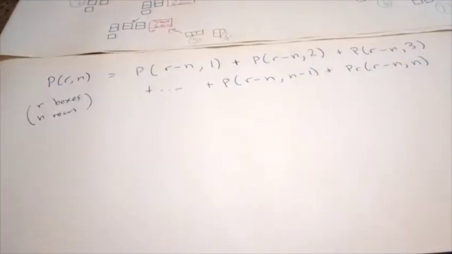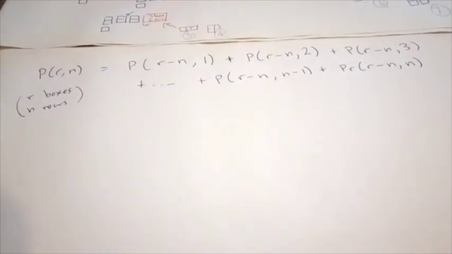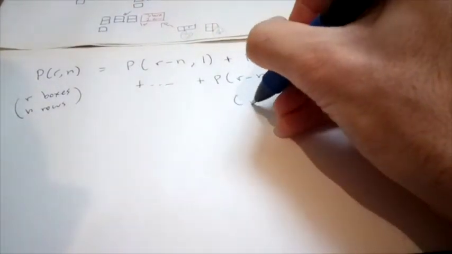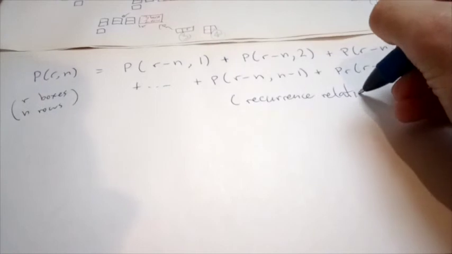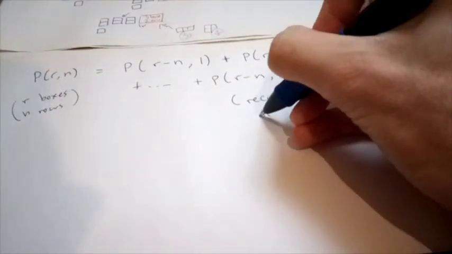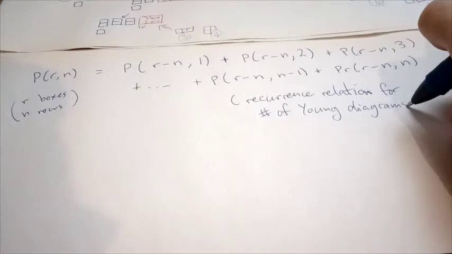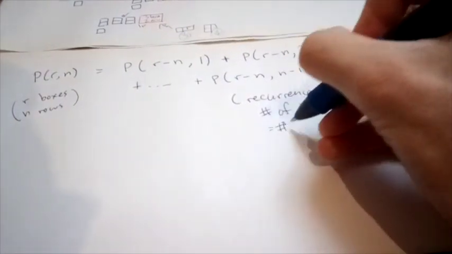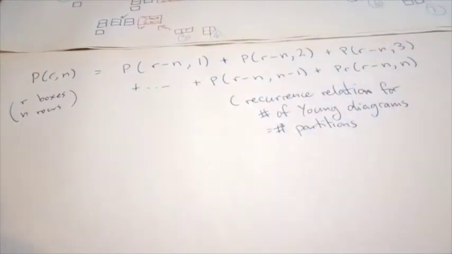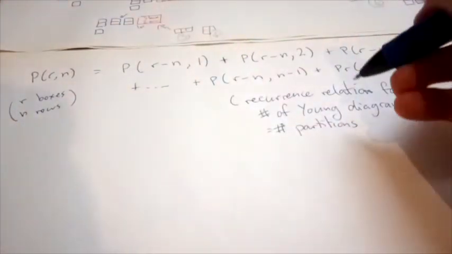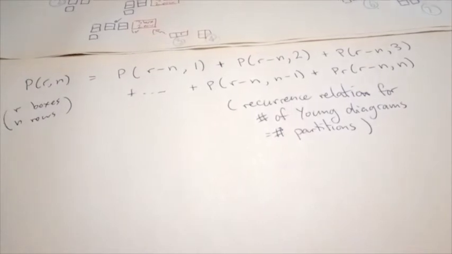So I have N rows, and I have R minus N boxes left, and I'm just going to make a new R minus N box Young diagram with at most N rows. So this is the recurrence relation for the number of Young diagrams, which is equivalent to the number of partitions, of that many things into that many groups. Okay, so this is the recurrence relation. In the notes it's written slightly differently, but this is how you should think about it.